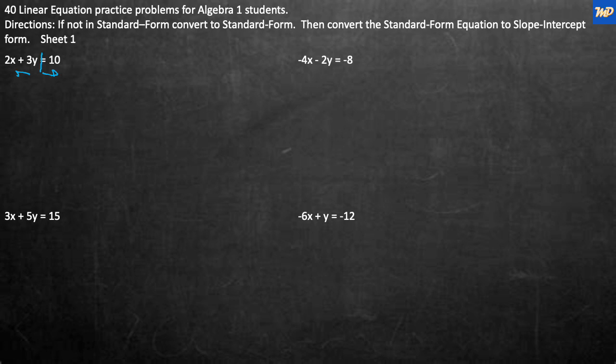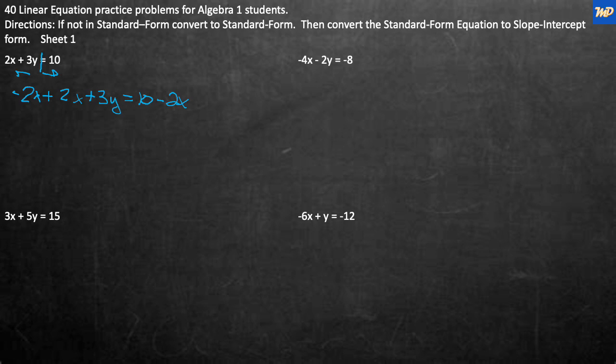And how do we move it? We move it by adding the additive inverse, and that is negative 2x. So we're going to add a negative 2x, and we're going to rewrite the equation over here: 2x plus 3y equals 10, and minus 2x.